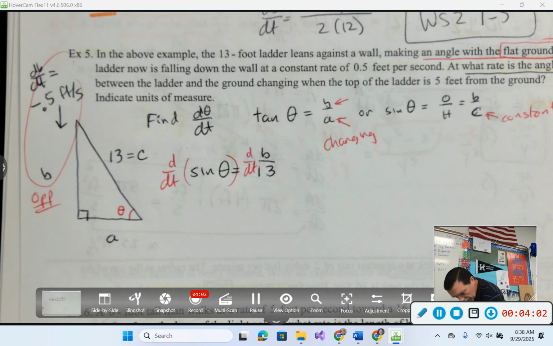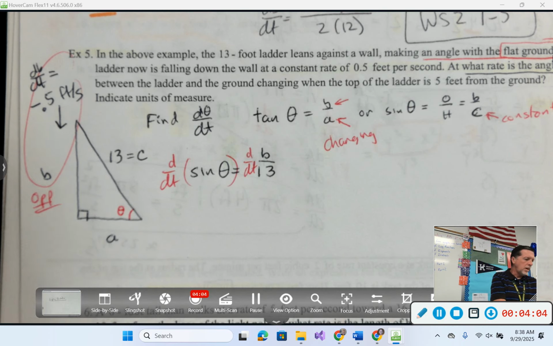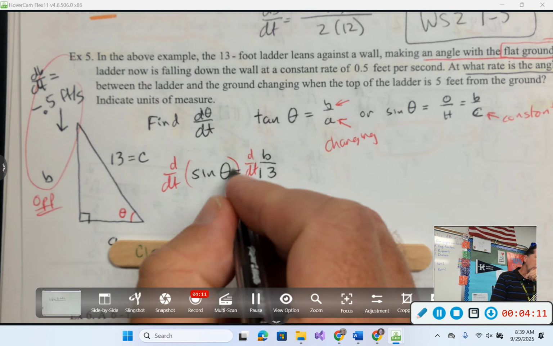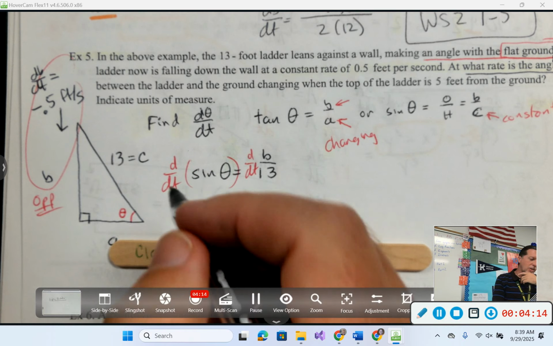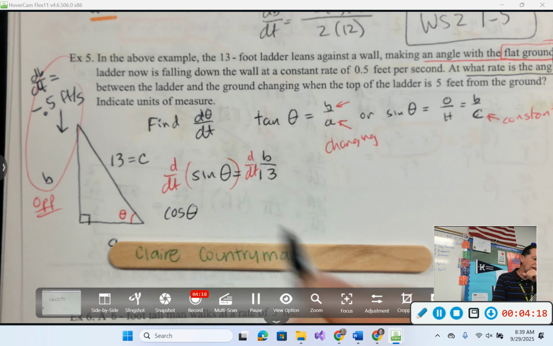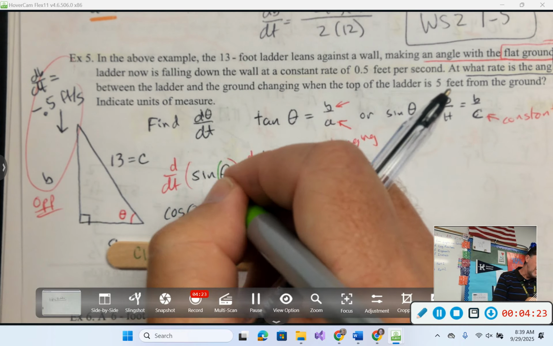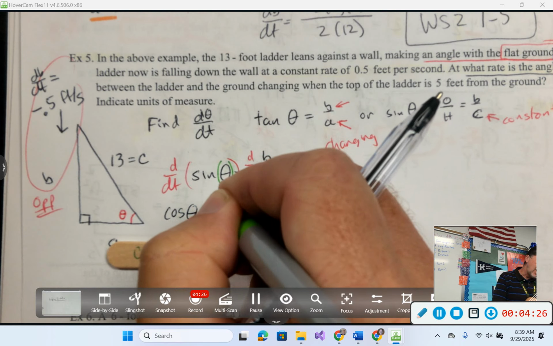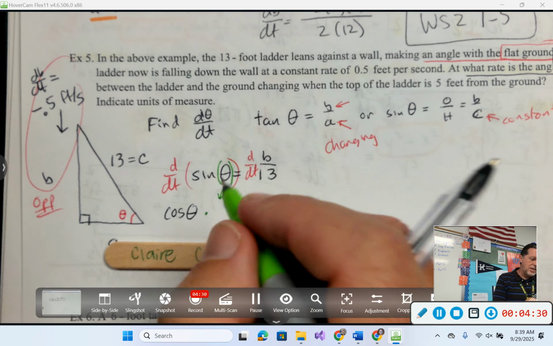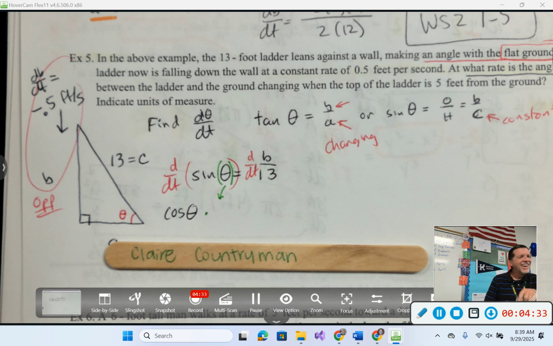Now I can pick on people, because we all know. Claire, what's the derivative of sine? Cosine. So finish this off. That's part of the answer. What's the derivative of sine with respect to t? So cosine of theta, and then chain rule. Somebody help her out. Times what?